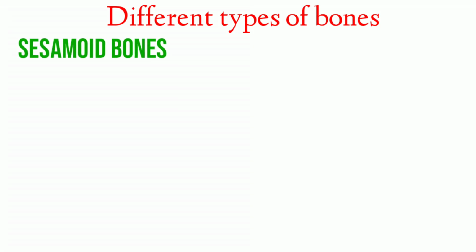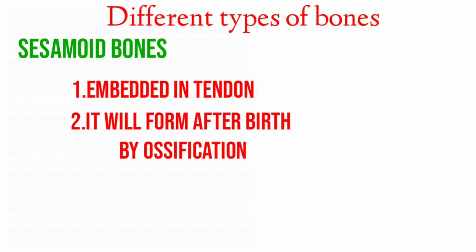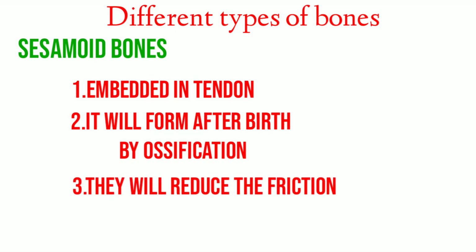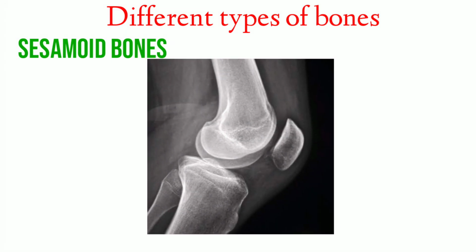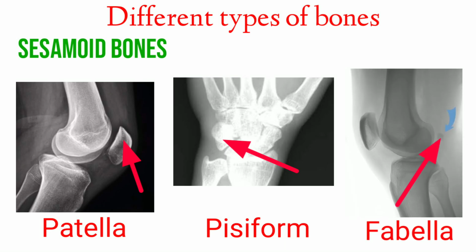Next, sesamoid bones. They are bony nodules which are embedded in a tendon or joint capsule. These bones are not present at birth. They form after birth by ossification. They form in tendons where they rub against a bone. The sesamoid bones reduce friction by the hyaline cartilage which covers their contact surface. Examples are patella, pisiform and fabella.